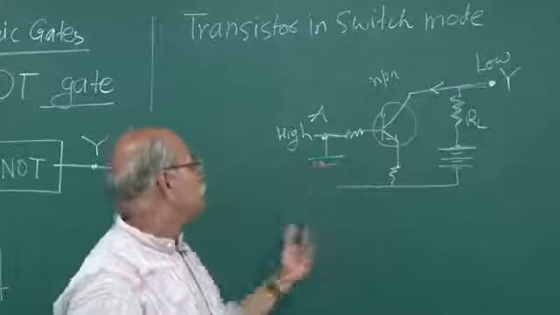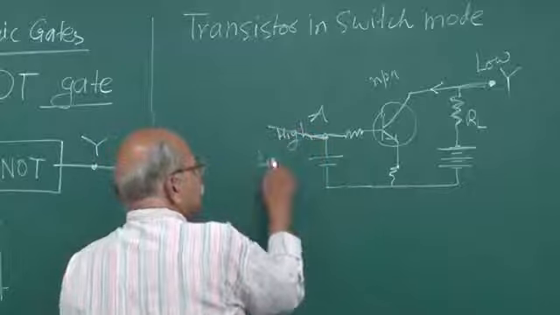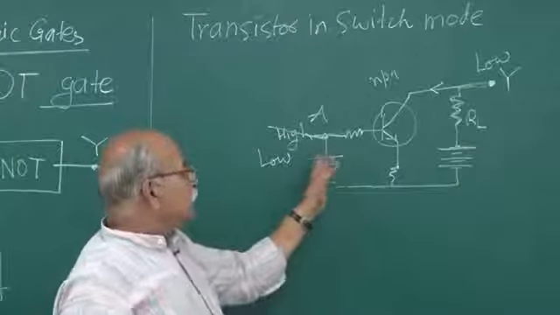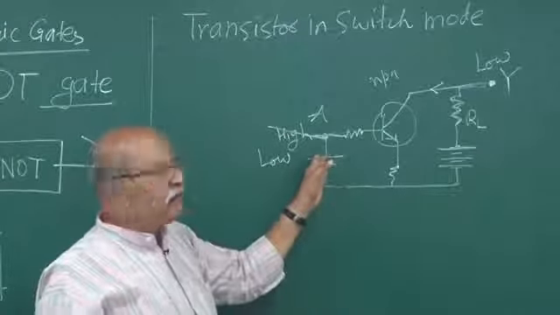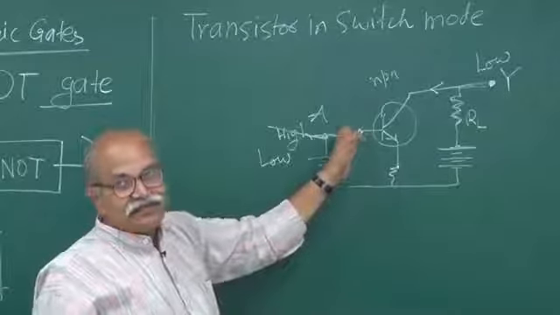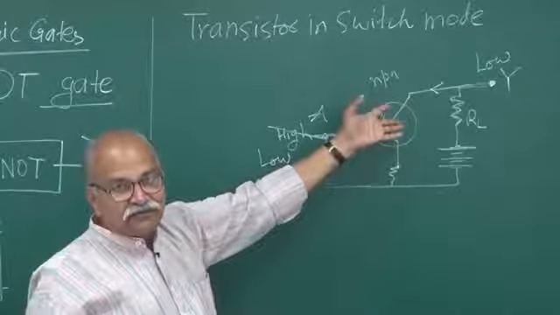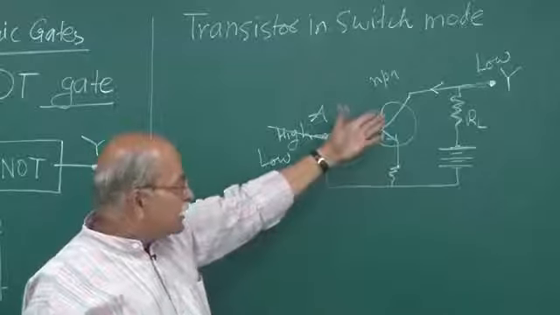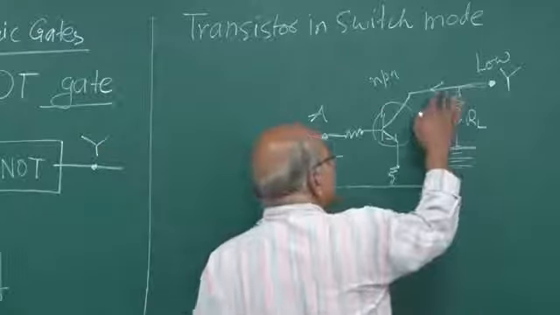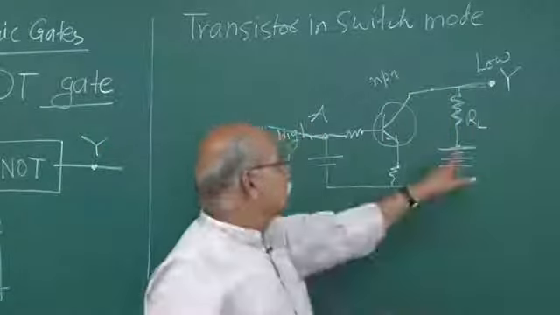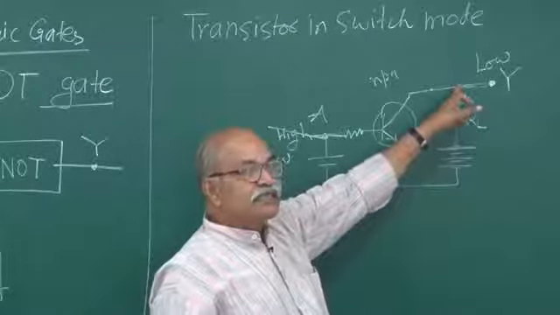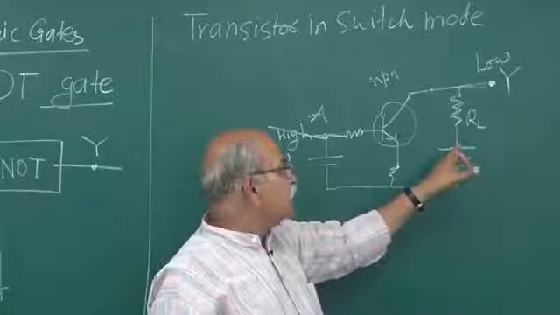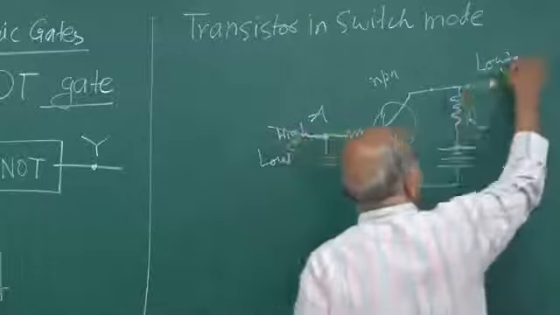And if you give this low, you don't put a battery, you give 0 voltage here, then no current goes, it is in the cutoff region. Since no current goes anywhere, the potential here and the potential here are the same, and this potential is high, so this potential also becomes high.